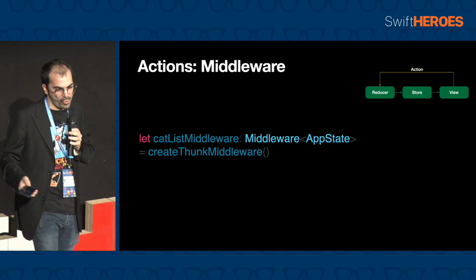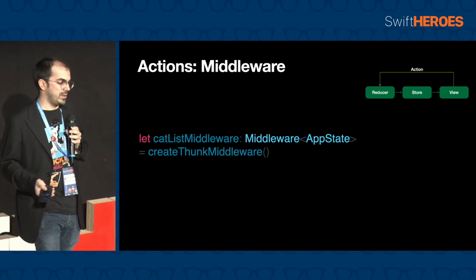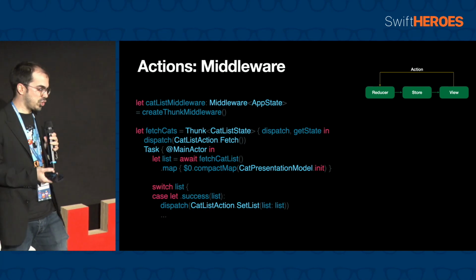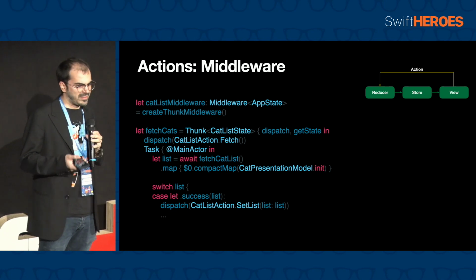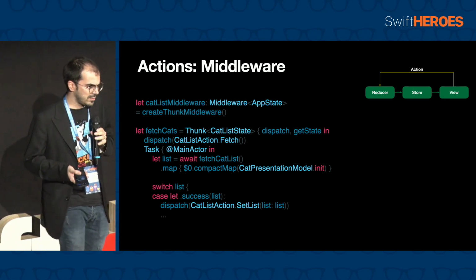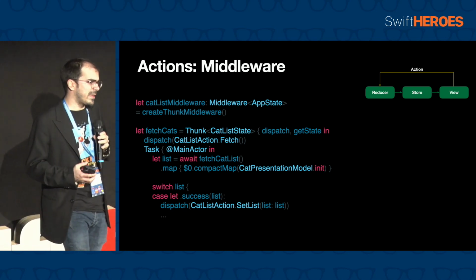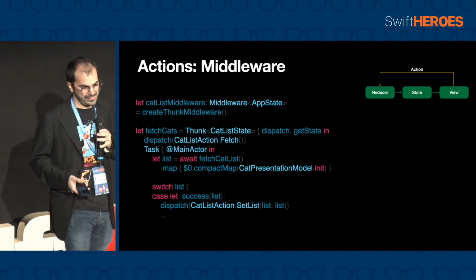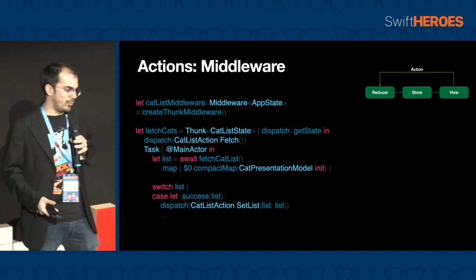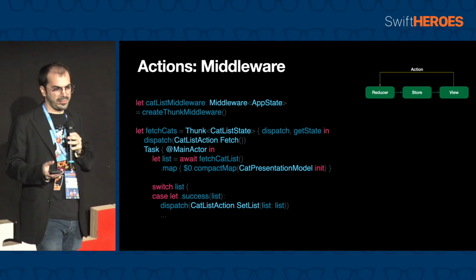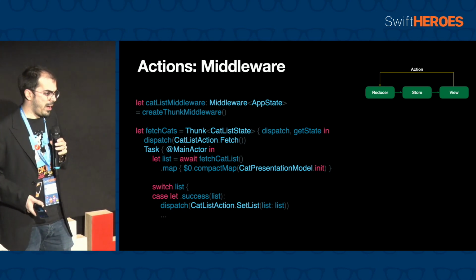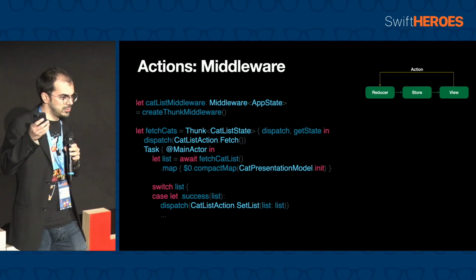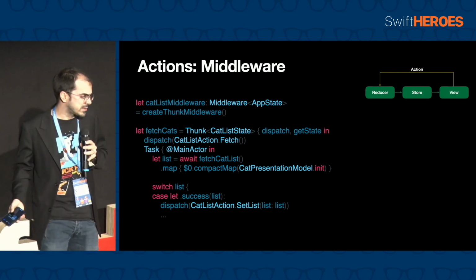So, as I said before, we must create the new middleware which will catch the new action. And we can create the action. The action is a Thunk of AppState in this case. And a Thunk is a special action that has the capability to dispatch other actions, so inside the encapsulation of the side effect. So I pass a function inside the initializer of the Thunk, and here, if you see, the first thing I do is dispatching a fetch action, and then I create a task.